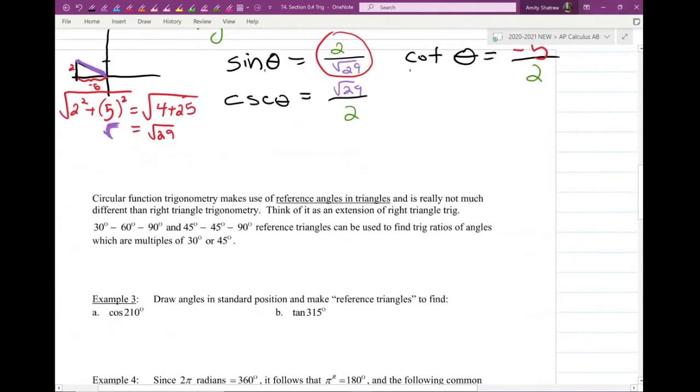Circular function trig makes use of reference angles and triangles and is really not much different than right triangle trigonometry. Think of it as an extension of right triangle trig. So our 30, 60, 90 and 45, 45, 90 triangles that I taught you in Math 2 are suddenly coming to light as being very important in your calculus class, just like I told you that they would. So if you do remember where I get the reference triangle for the 30, 60, 90, great. You do not need to watch the freestyle.